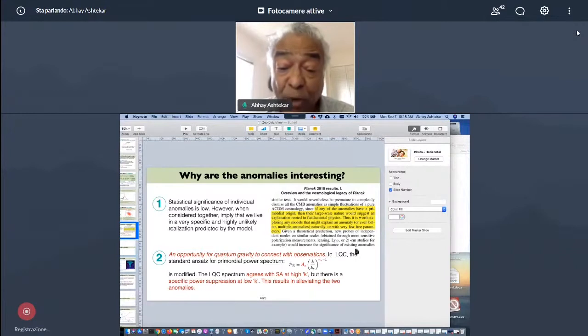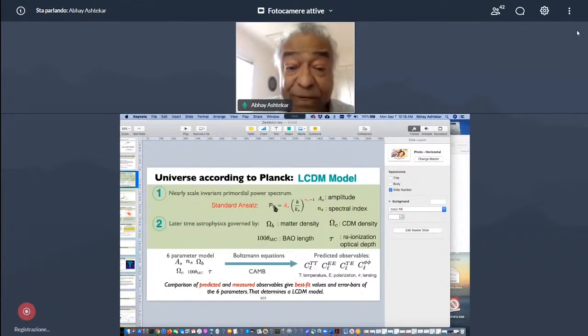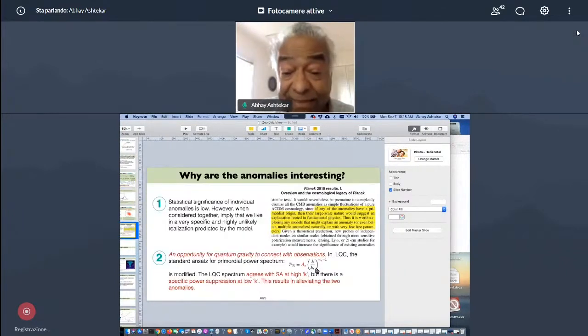So what happens in loop quantum cosmology is the following. There is a standard ansatz that is used, as I said, in the very early universe, that is motivated by inflation. But what happens in loop quantum cosmology is that the standard ansatz is actually not realized. There are corrections at small k's, or at large wavelengths. The predictions of LQC agree with the standard ansatz for high k, but there is a specific power suppression at low k's. And this result is alleviating two of the three anomalies, and that's why it is considered interesting. And that's why it was written up in several news media in the last month.